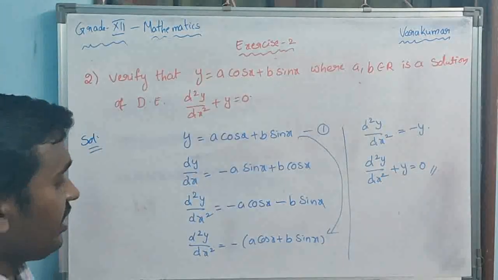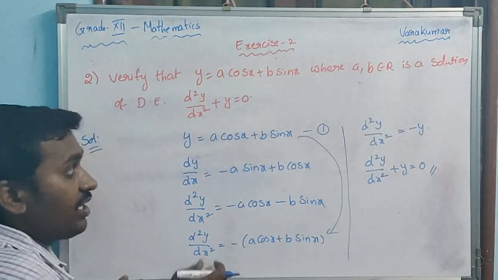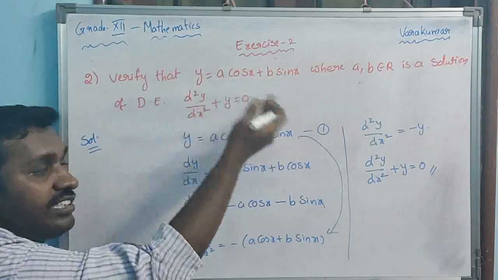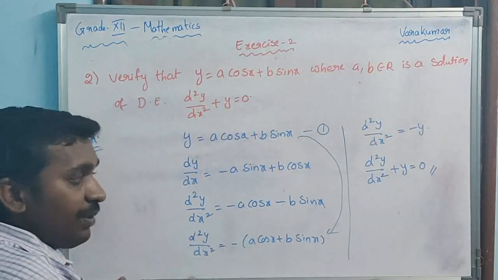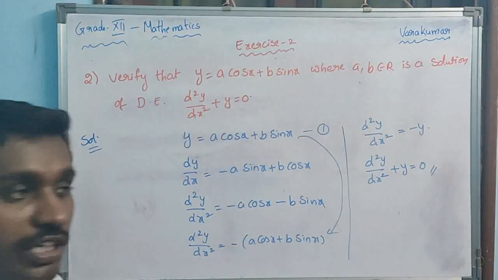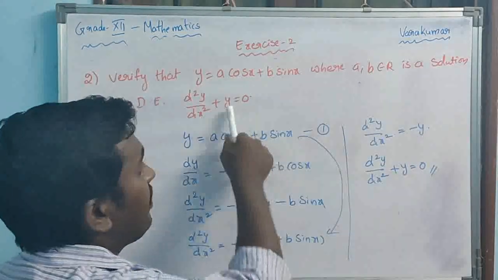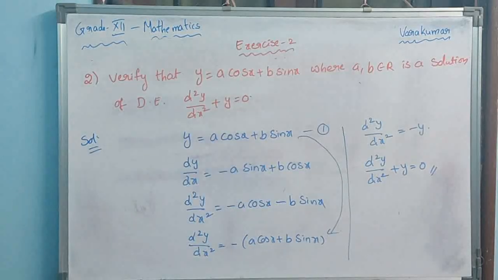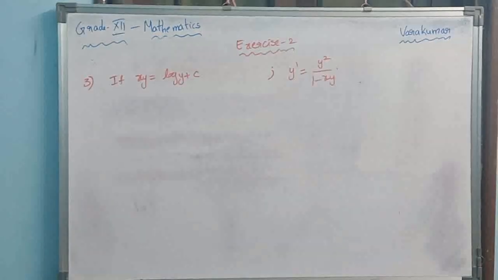See, one thing: d square y by dx square, you can substitute in the given differential equation, and y also, and if you get 0, that is one way. Or from this process, if you get the differential equation, that is also enough. So now I proved the given differential equation. So what I can say is, the given function y is equal to a cos x plus b sin x is the solution of the given differential equation. This completes the solution.